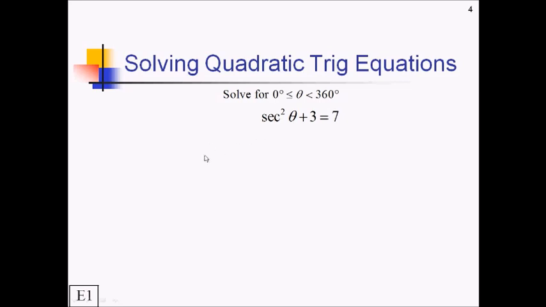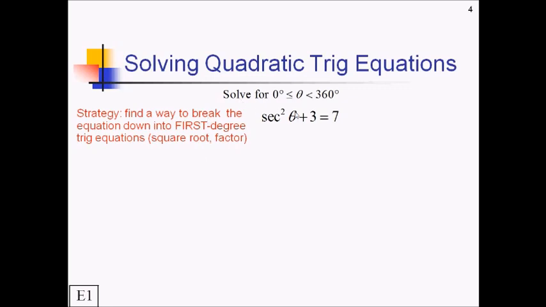So our strategy on this, we're going to find a way to break our equation down into first degree trig equations. So we want to end up with a situation where we have secant of theta with no square equaling a number. And we can do this using all the algebra techniques from before, square rooting, factoring, all of them. So pause the video and see if you can break this down into first degree equations.